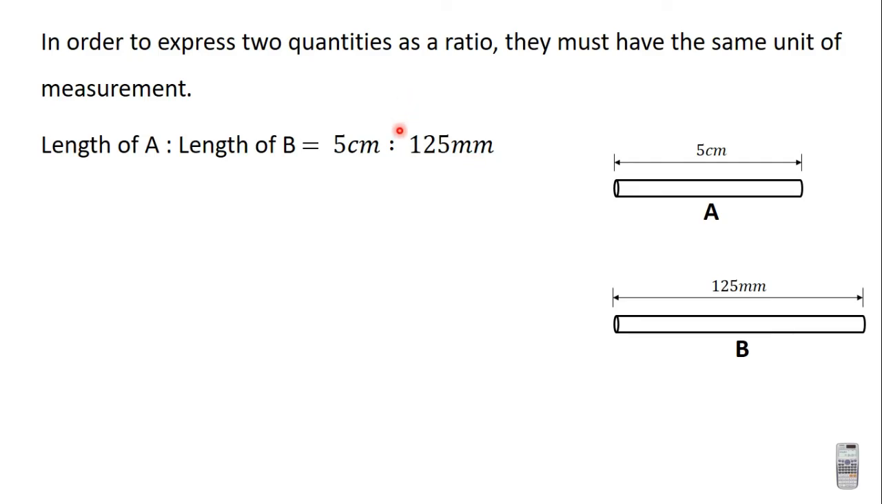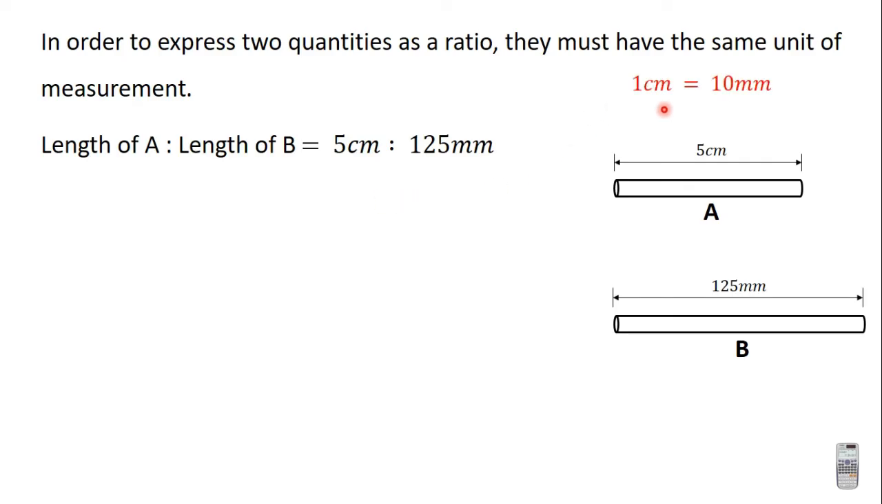Now, before we can express these two as a fraction and simplify further, we have to make sure that both of them have the same unit. So we have two options here. It's either we convert 5 centimeters to millimeters or we convert 125 millimeters to centimeters. To convert one unit to the other, you need the rate of conversion. We learned these rates of conversion in JHS.